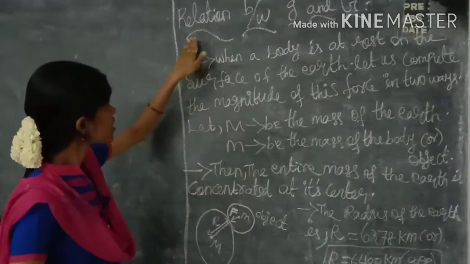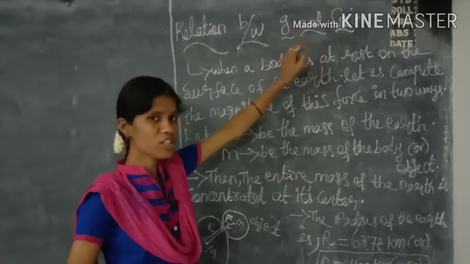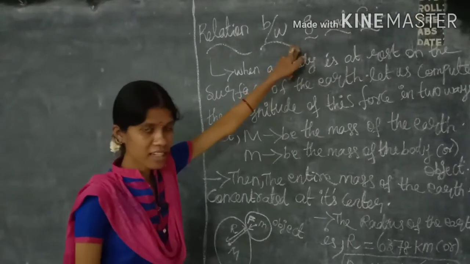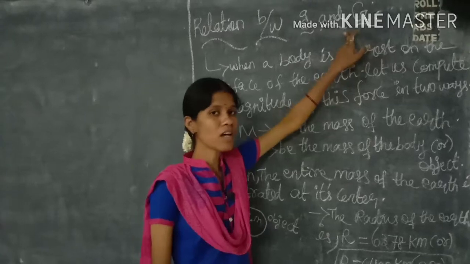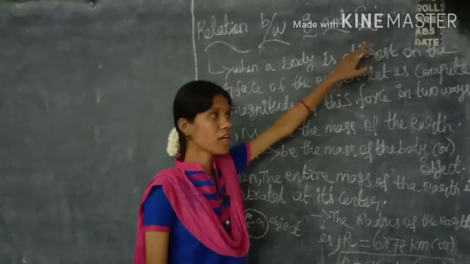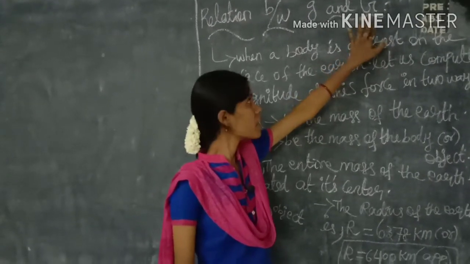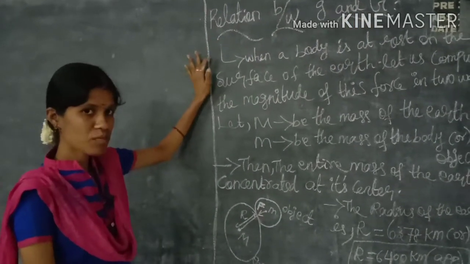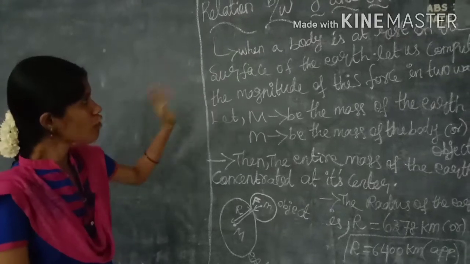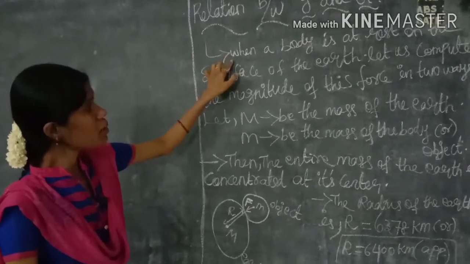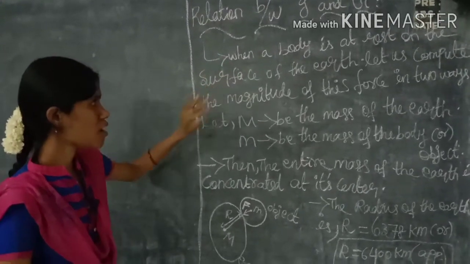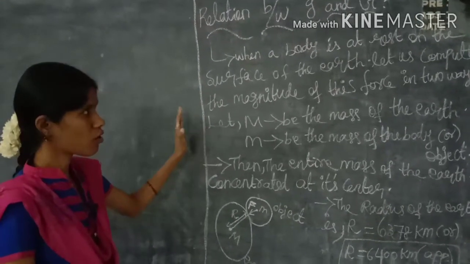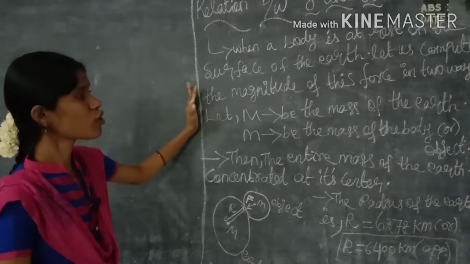Next is the relation between capital G and small g. Small g refers to the acceleration due to gravity of the earth, and capital G is called the universal gravitation constant, which we saw in previous classes. Now we are going to see the relation between them. First, consider a body at rest on the surface of the earth, and let us calculate the magnitude of the force.